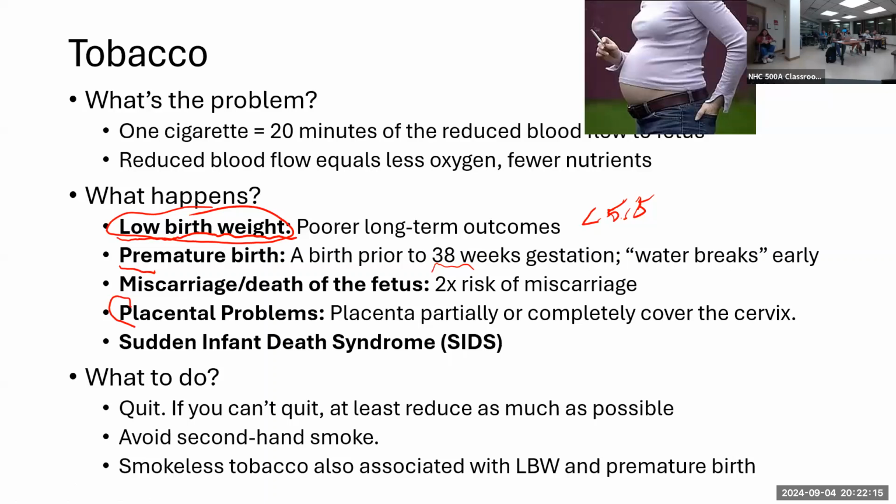And so ideally, a woman should quit. Work very hard at that. And if she's not able to, she's got to get away from it as much as possible. If there's someone in her home who smokes, that secondhand smoke, she needs to avoid it. That person needs to go outside and she needs to do all she can to reduce and quit. And interesting, smokeless tobacco isn't going to do it. It's also associated with low birth weight and prematurity.